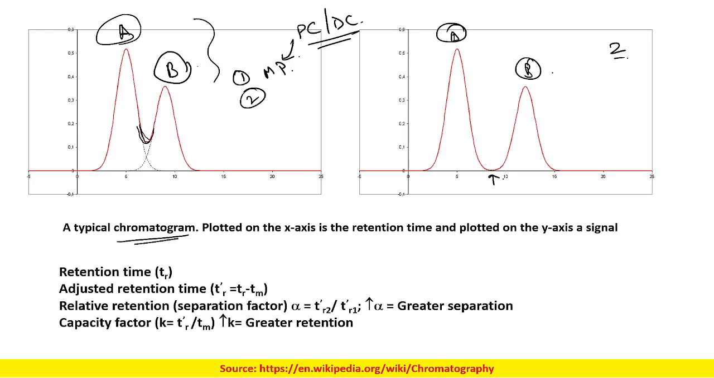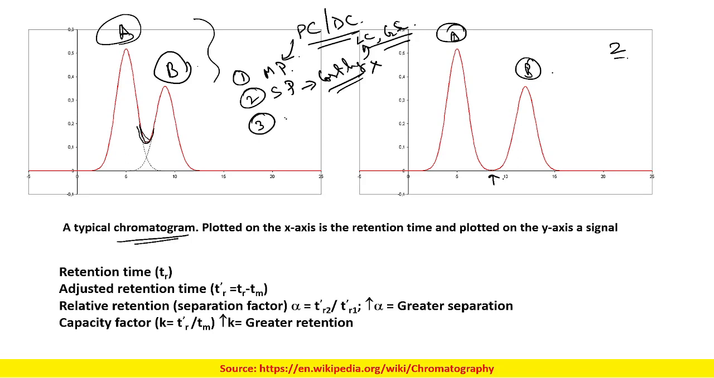Second, we can change the stationary phase. However, changing the stationary phase is quite costly, especially when we are dealing with much more efficient chromatographic techniques like liquid chromatography, gas chromatography, and so on. So in most cases, changing the stationary phase, though technically possible, is not possible physically. Physically means practically it is not possible.